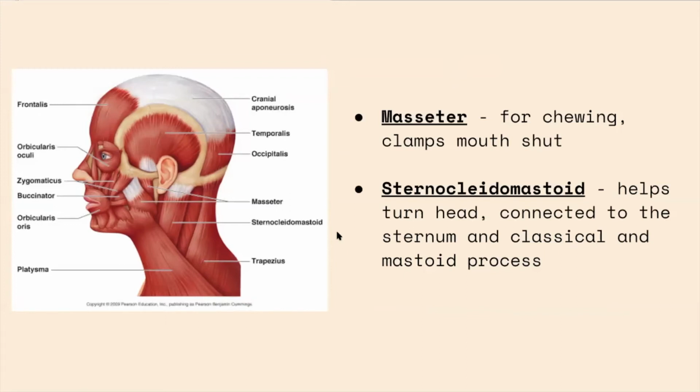Masseter. We talked about it earlier. It is the strongest muscle in our body, and it is responsible for chewing, and it clamps the mouth shut. So look for the masseter. It is basically right near your jawbone. And someone asked about the sternocleidomastoid. That is what helps turn our head, and it is connected to our sternum. And it is also connected to our mastoid process, which is basically near the masseter.